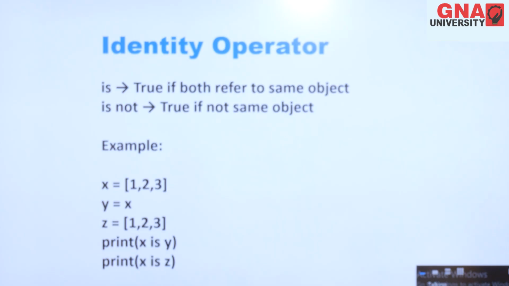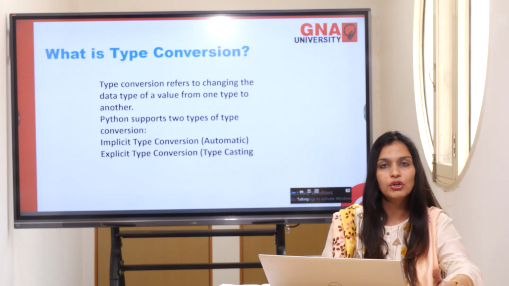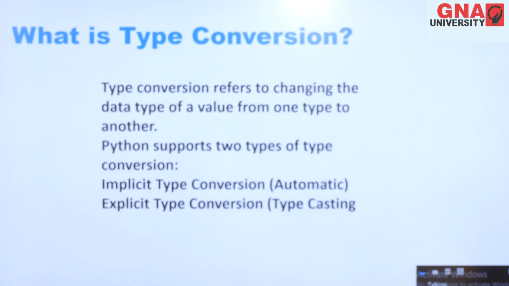Like x equals to [1, 2, 3]. Similarly, y equals to x, z equals to [1, 2, 3]. Print x is y. Then it will return us a true or false result here. So the identity operator checks whether two variables point to the same object in memory, not just whether their contents are equal.